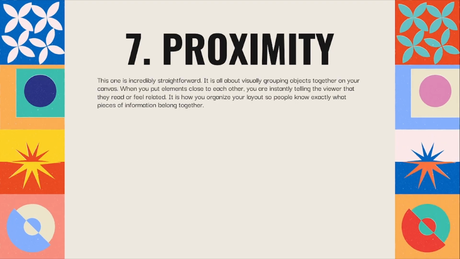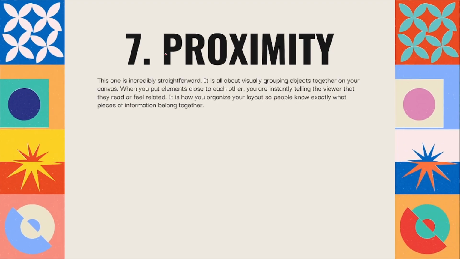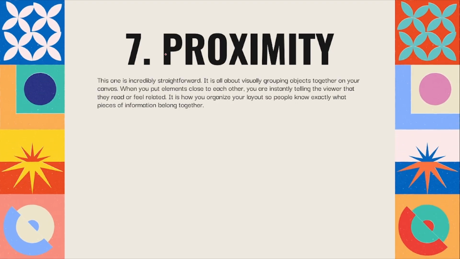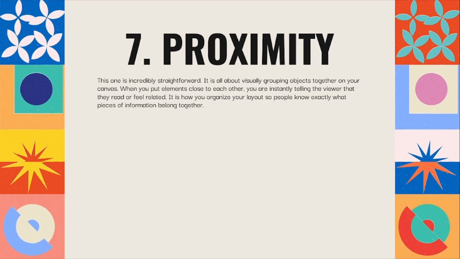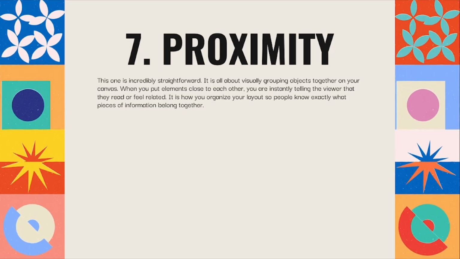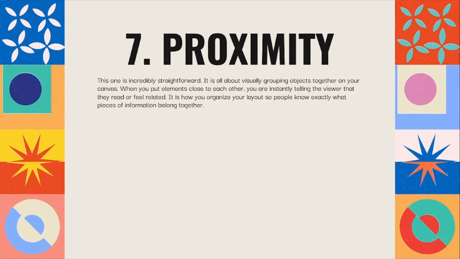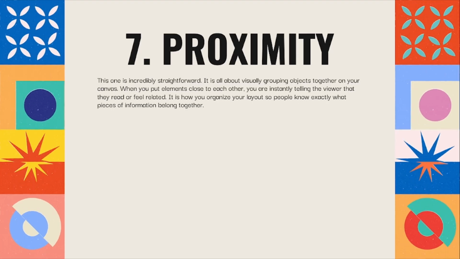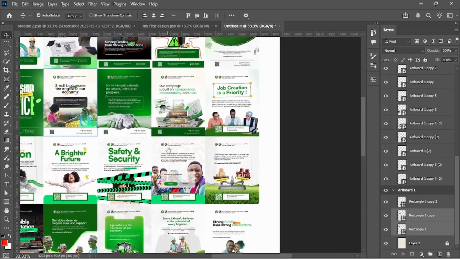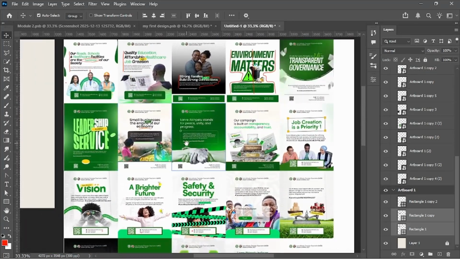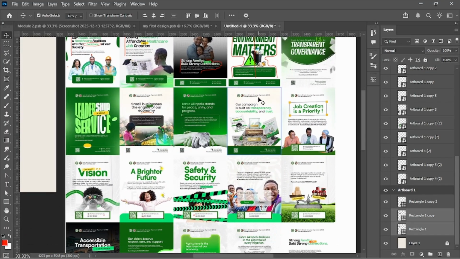Now, proximity. Proximity is straightforward. It's just visually grouping objects together in your canvas. When you put elements close to each other, you are telling the viewer that these things are related. So you put related things side by side, right? So when there's proximity between elements, you know they are related.